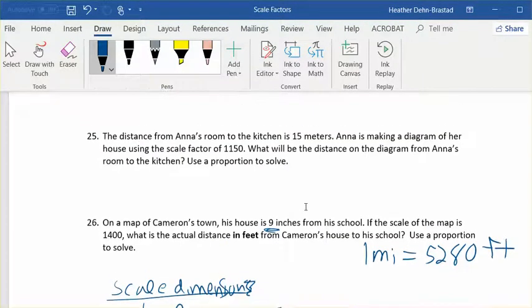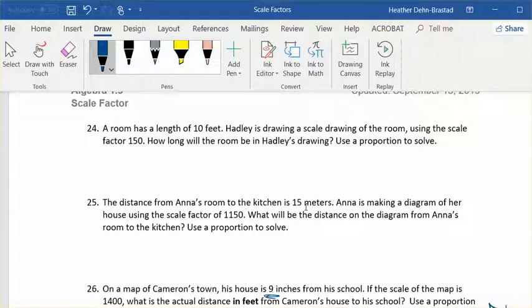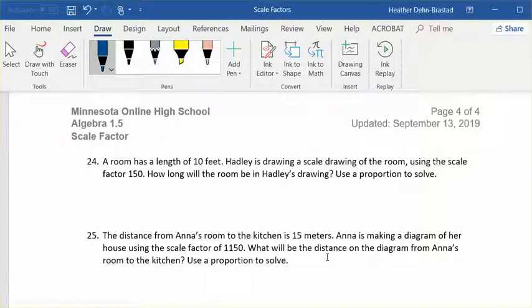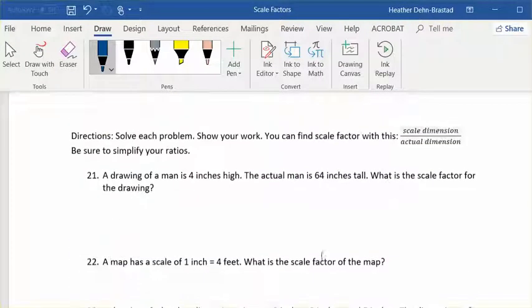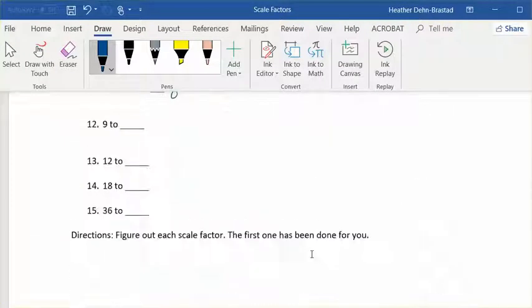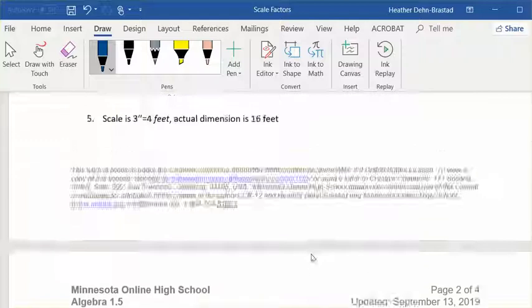So if you have any questions or you get stuck, please, you can send me an email anytime. Come to my office hours, come to the ASC when I'm there, and we will get help. But this section is really all about solving a proportion using a scale factor as one of the ratios.